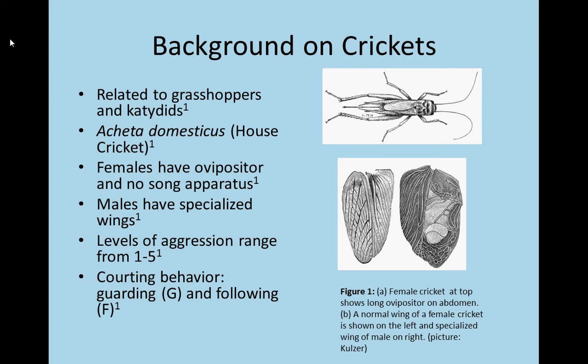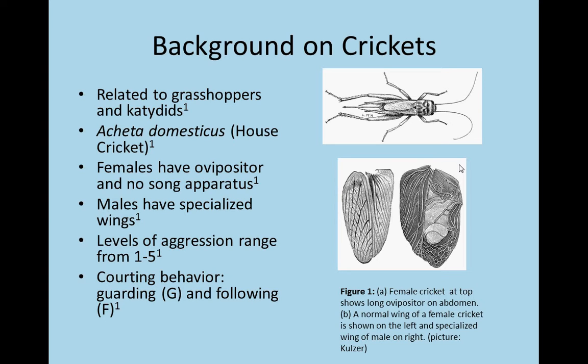Female house crickets are identifiable by the ovipositor, which is this long stick at the back of the abdomen used for laying eggs. Males don't have this, but have specialized wings, shown here, that are used for songs to attract females and to defend against other males. Females are not able to create song.